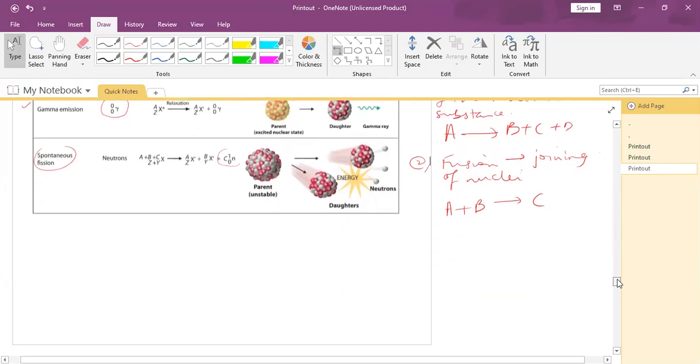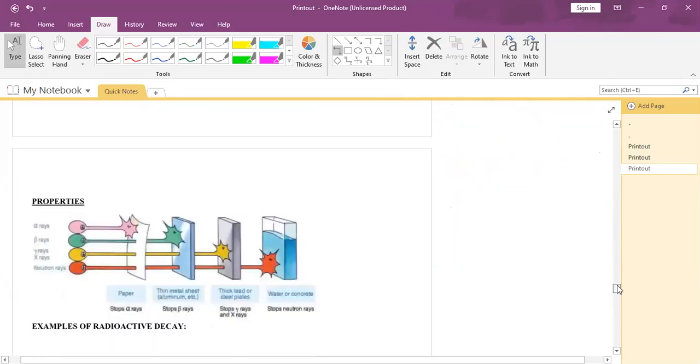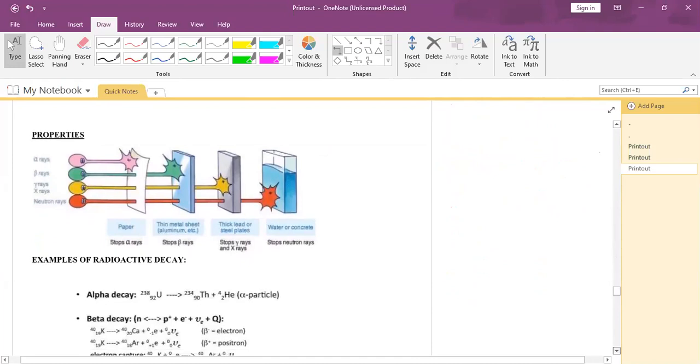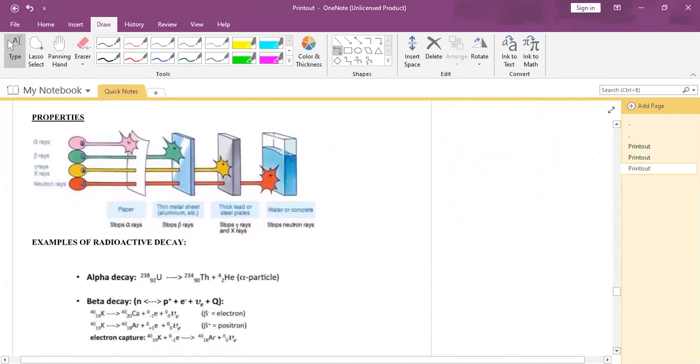So this should be enough for nuclear radioactivity. I have a summary of the properties here. If we take the alpha particles, just a paper can stop the particles, right? Now beta particles, they can pass through paper, but they'll be stopped by a thin metal sheet.